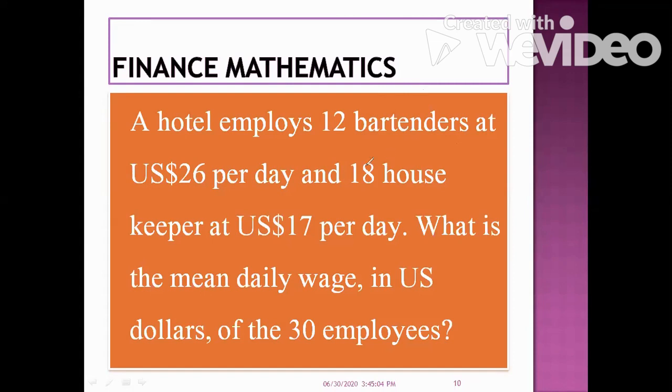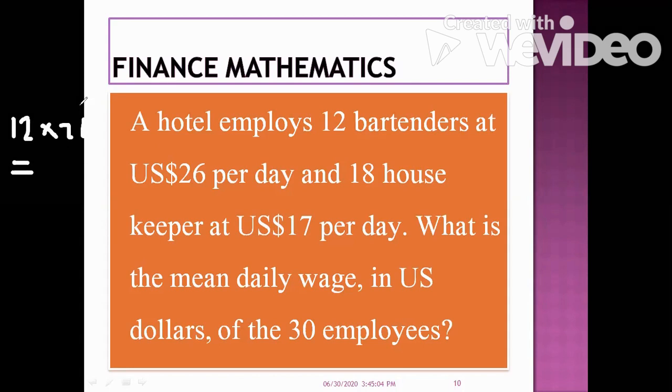So basically what we're going to do, 12 bartenders at $26. We multiply the 12 times the 26, and that amount will give us the total amount of money that the employer would have to pay out to the 12 bartenders. So the first thing we do, we multiply 12 times 26, and 12 times 26 is $312. So that's for the bartenders.